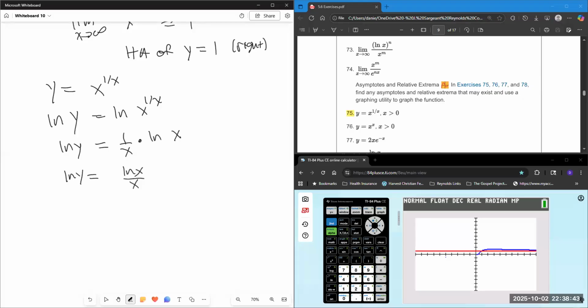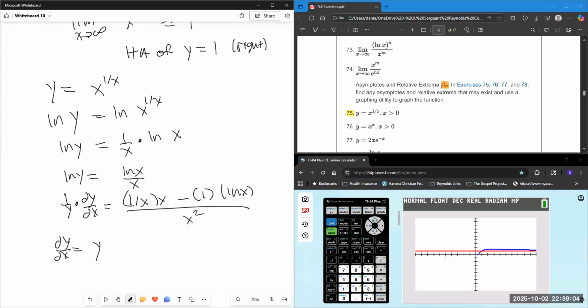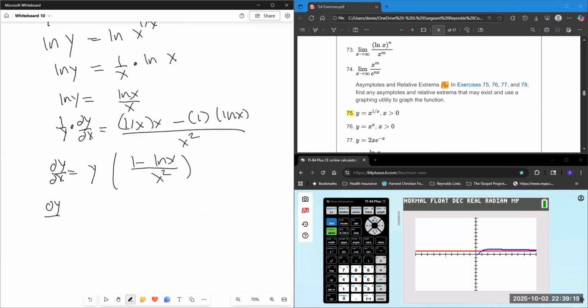Now, when I differentiate, 1 over y times dy dx is equal to derivative of the top times bottom minus derivative of the bottom times the top all over the bottom squared. So dy dx is equal to y times, this is 1 minus ln of x over x squared. And that is going to make dy dx equal to x to the 1 over x times 1 minus ln of x over x squared.